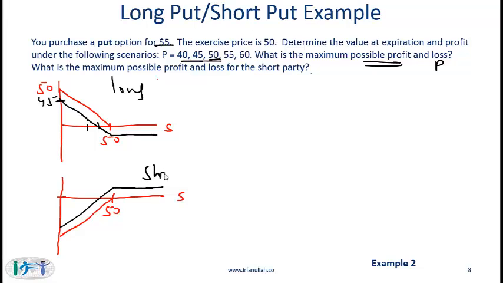Here we are looking at the short position where the break even is the same number, which is 45. This point is also 45. The maximum loss is 45. The maximum gain for the short is 5, which is the amount the short receives for the put option. Now do example 2 from the curriculum.